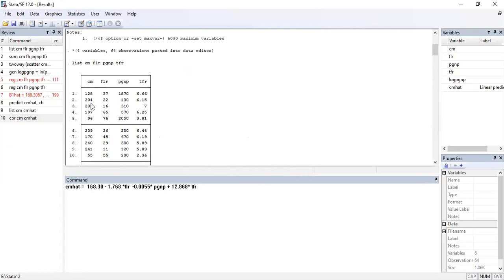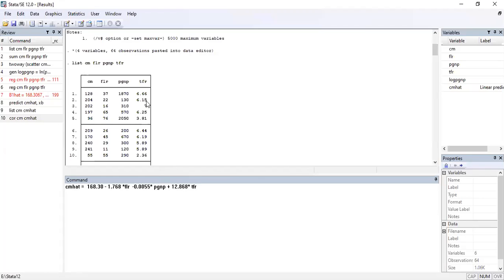Here, by plugging in the values: 168 minus 1.768 multiplied by 22, minus 0.0055 multiplied by 130, plus 12.868 multiplied by 6.15. So is it clear how you get the CM hats?